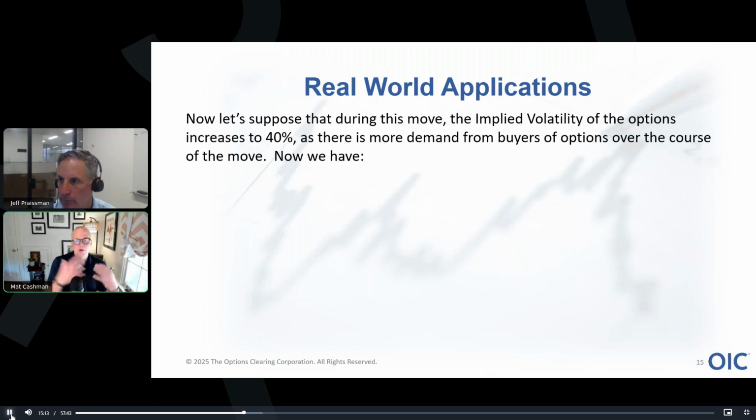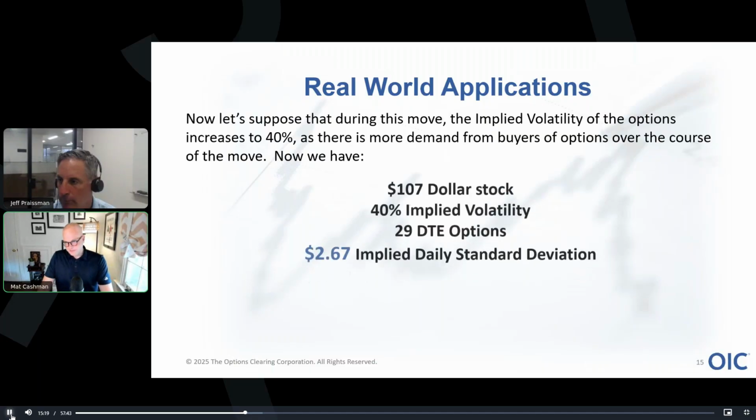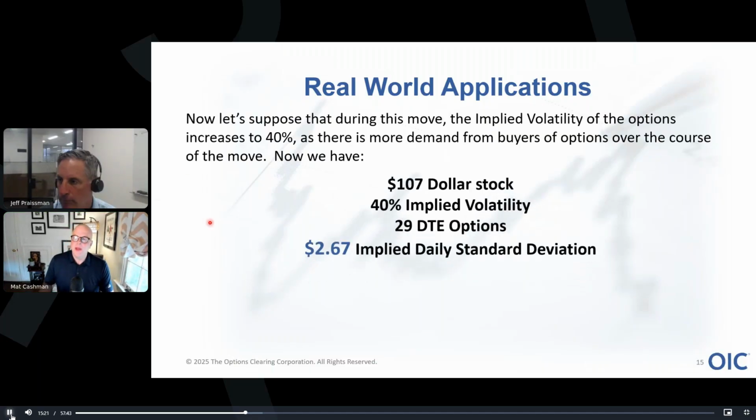Instead of a 20 vol, now we're dealing with a 40 vol. Now, there's more demand for options. Obviously, that's part of the reason why the implied vol is going up. Now we have, remember, $107 stock, but the implied vol is now 40. We have 29 days to expiration because we're on to tomorrow after the news has come out. And what is our new standard deviation?